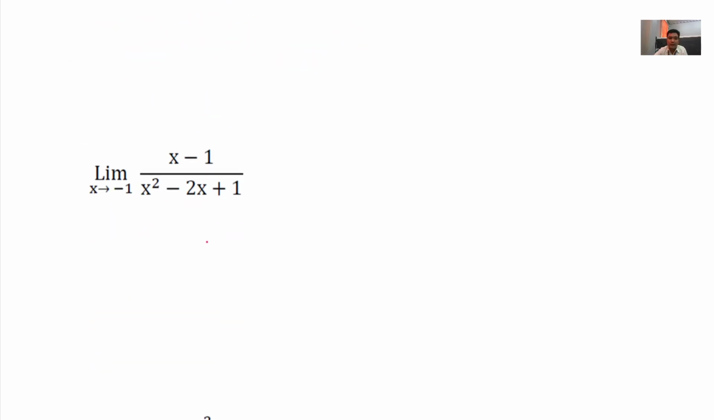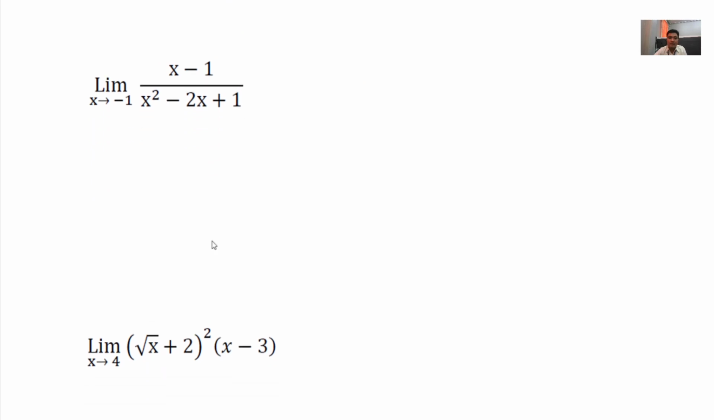Next, we have here x minus 1 all over x squared minus 2x plus 1, as x approaches negative 1. So let's check. We direct substitute first. So negative 1 minus 1 all over x squared. So that is negative 1 squared. Okay. Negative 1 squared. Erase ko lang yun.